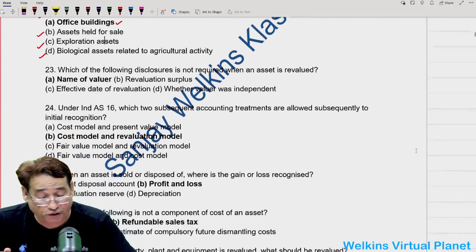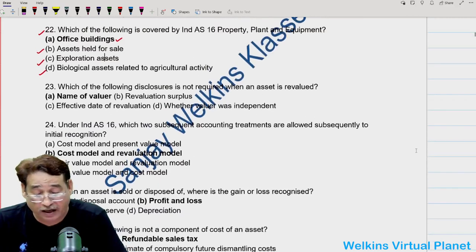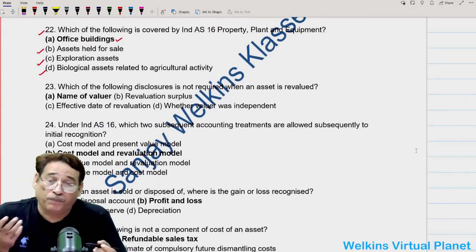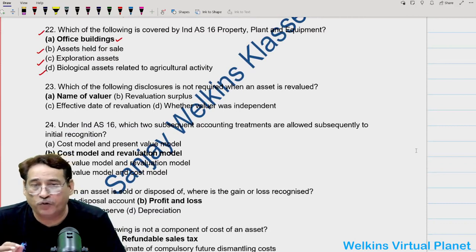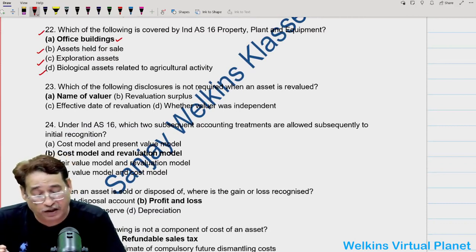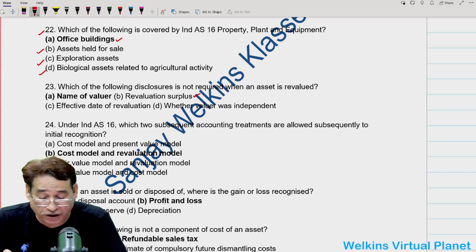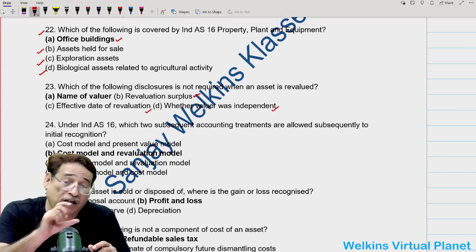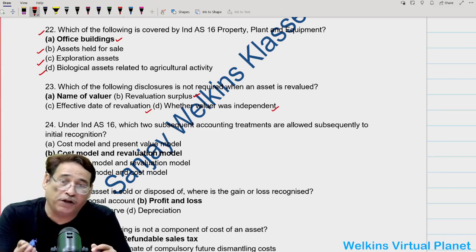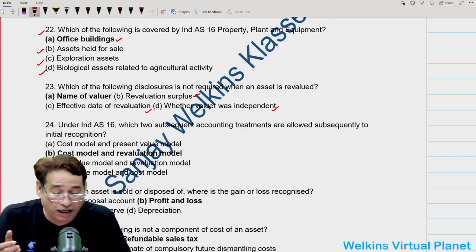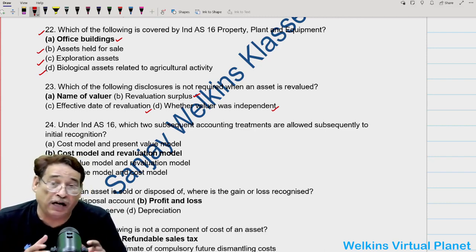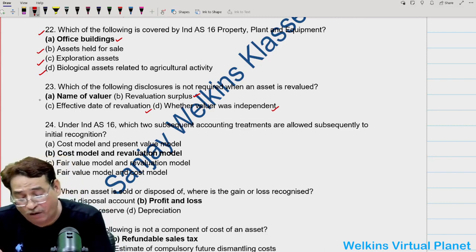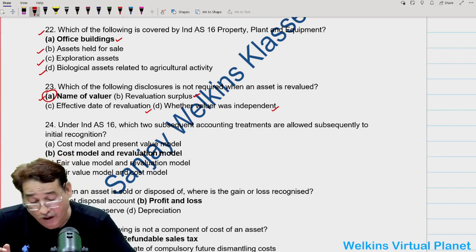23. Which of the following disclosures is not required when an asset is revalued? When an asset is revalued, the standard is very clear, especially Ind AS 16, that we need to disclose the revaluation surplus, the effective date of revaluation, and whether the valuer was independent or not. It is clearly written that valuation should be done by an independent valuer. So whether the valuer was independent or not needs to be reflected. And the name of the valuer is not needed. So your answer in this case will be option A.